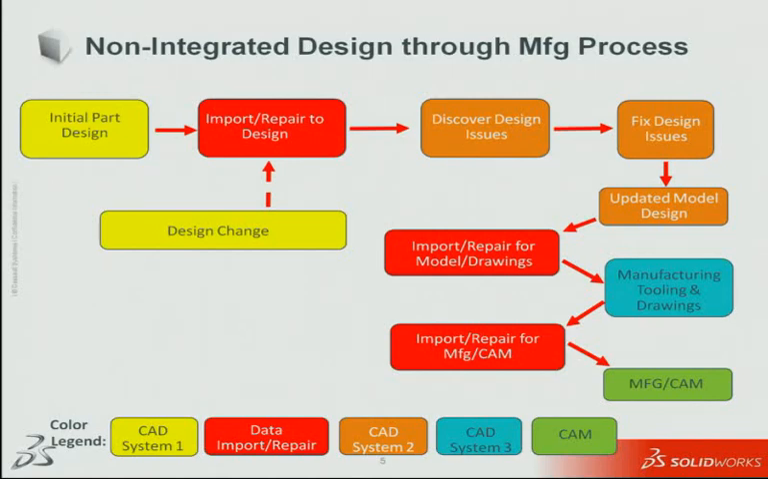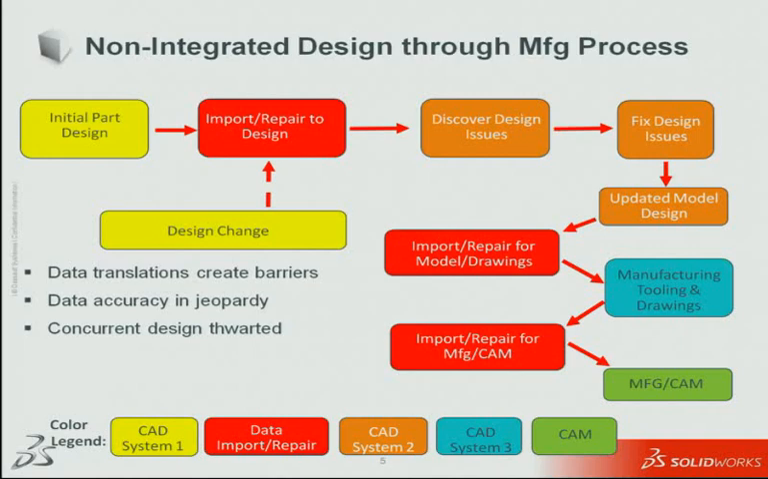And the more you can eliminate these red areas, these exports and imports, these data translations, the better off you're going to be, because you'll be able to eliminate the barriers between all these different functions. Your data accuracy won't be in jeopardy, all right? Because right now, when you're exporting and importing, the geometry can slightly change.